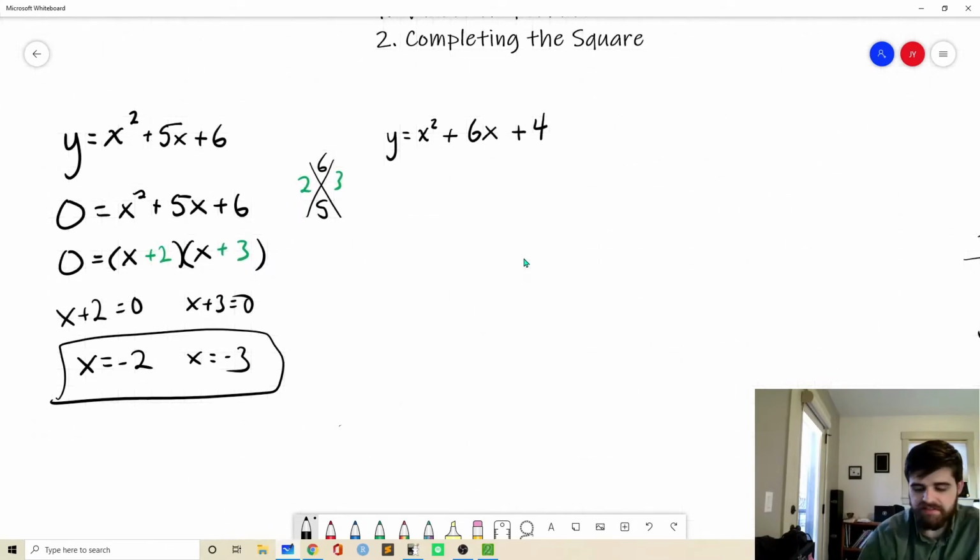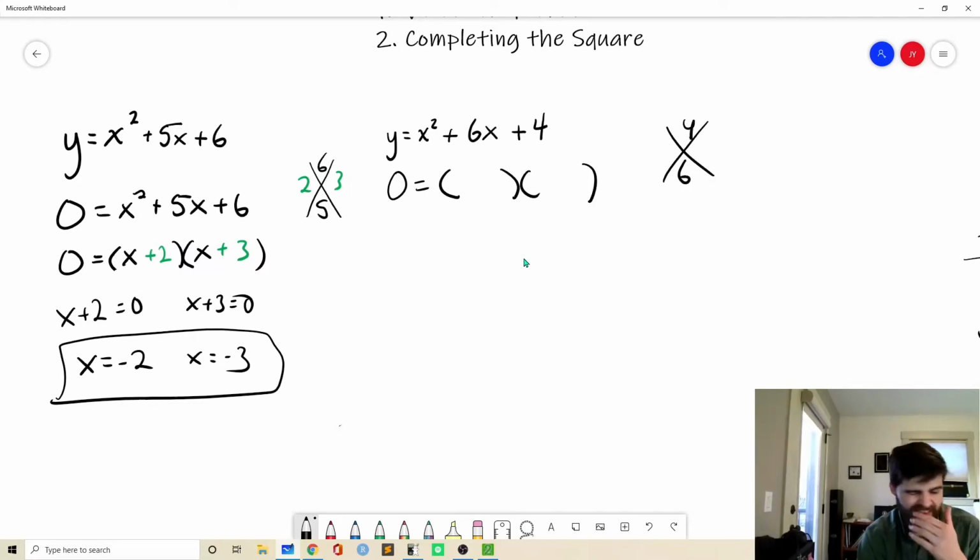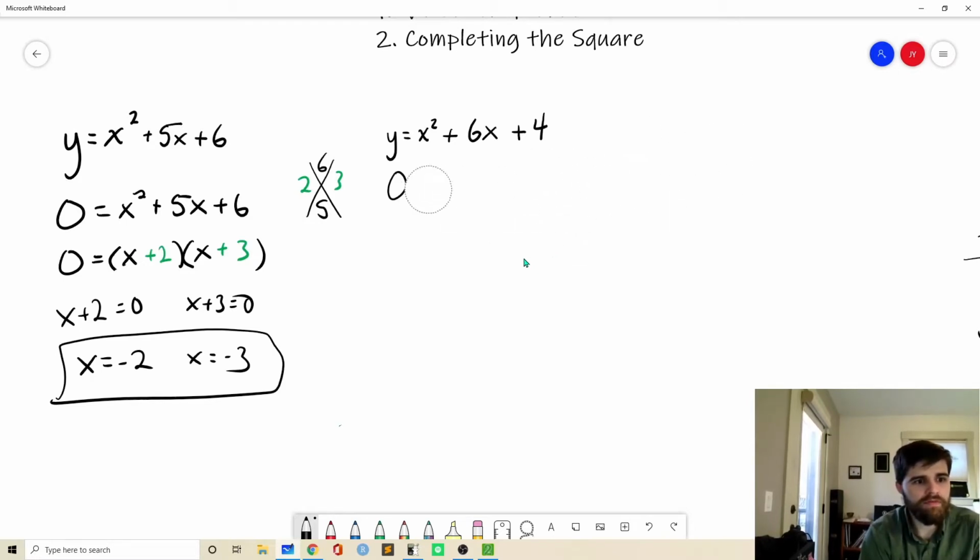For example, let's look at this example, where if we try to do this, we've got to come up with numbers that multiply to give us 4, and then also add to 6. Well, there aren't any numbers that do that, at least not any that we know, right? 4 times 1 and 2 times 2 doesn't work. So we've got to come up with another way to solve these types of problems.